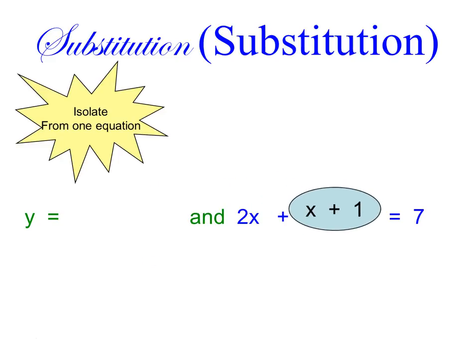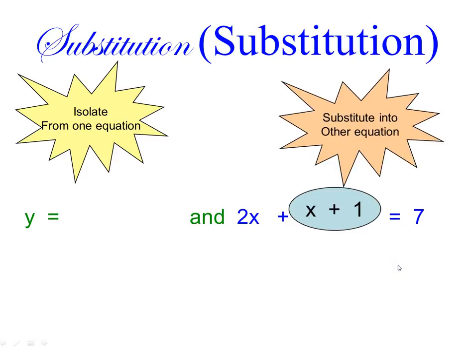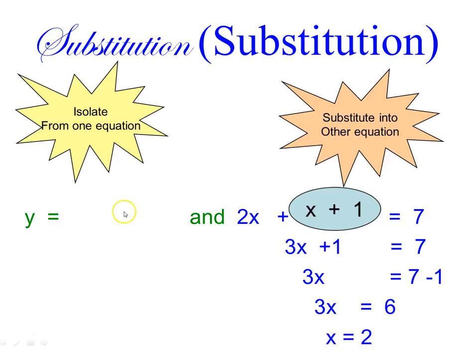Look what I got. I have 2x plus x plus 1. I only have one variable, and that was the whole goal, wasn't it? I only have one variable. Combine the 2x plus x, subtract the 1. Oh, look, 3x equals, I know what that is, x equals 2. So substitution is taking something from one equation and substituting it into the other.